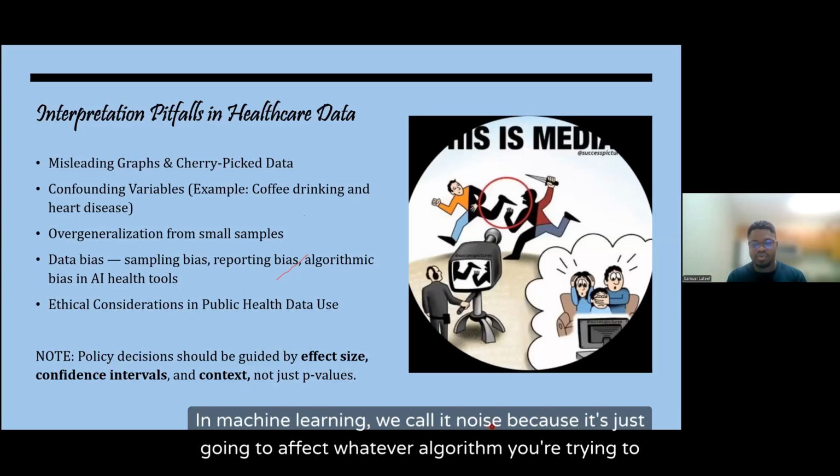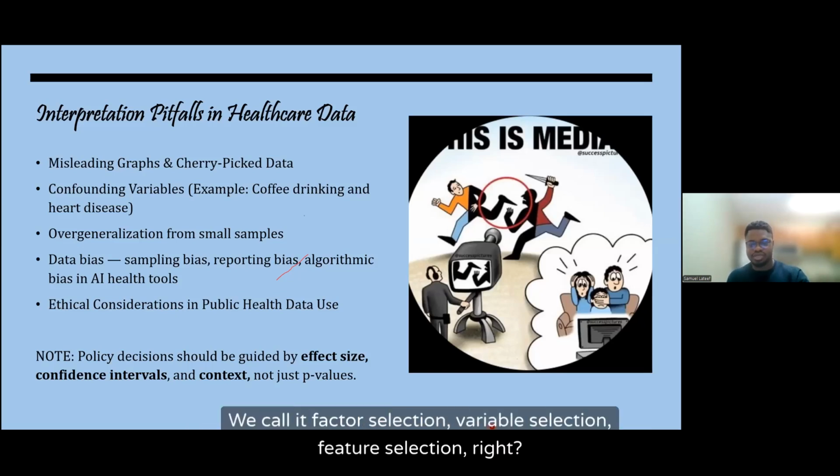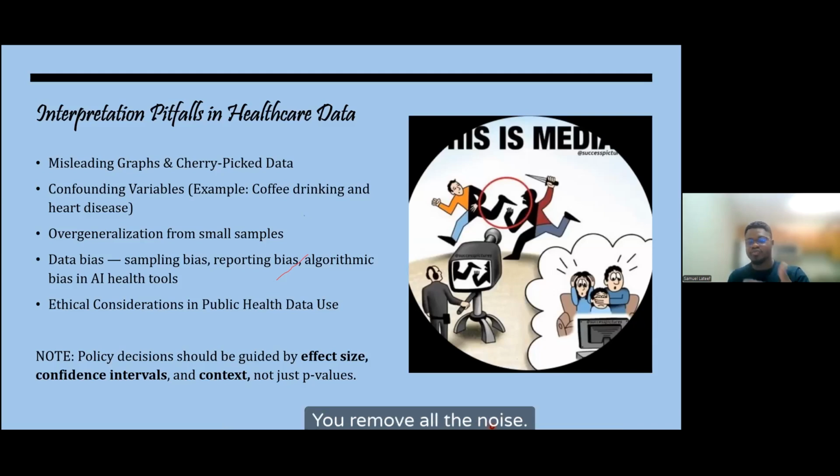In machine learning, we call it noise because it's just going to affect whatever algorithm you're trying to build. So you remove all the noise. We call it factor selection, variable selection, feature selection, right? You remove all the noise because they all say the same thing. You pick the one with the highest contribution. So that's it. Yes, thank you so much.